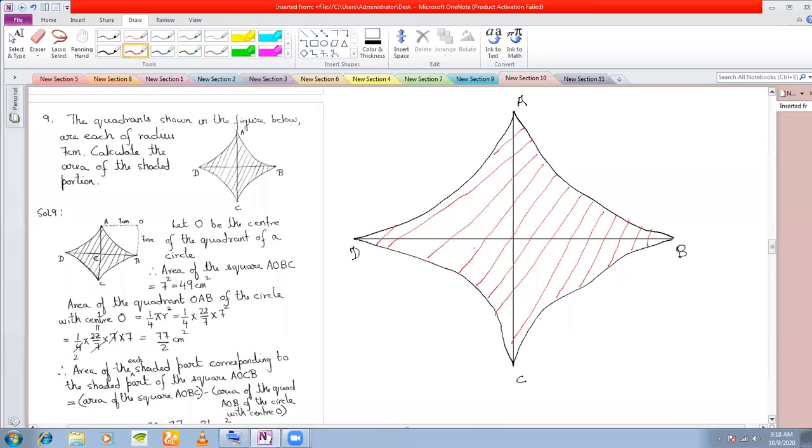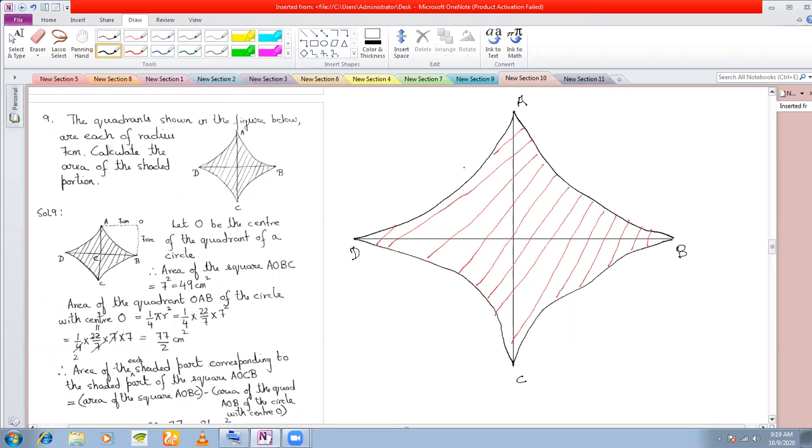So this is the region whose area you have to find, and the quadrants are each of radius 7 centimeters. Now, what do you mean the quadrants are of radius 7 centimeters? Can you see any quadrant here? Can you see any quadrant?